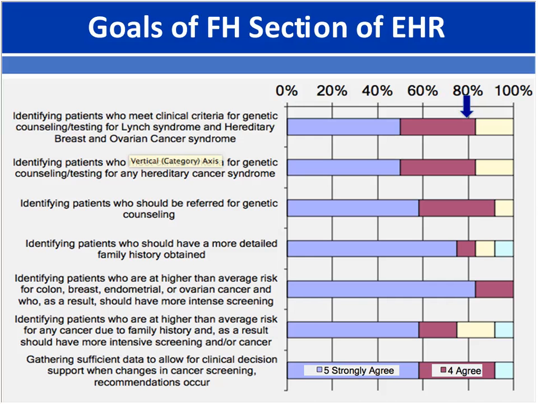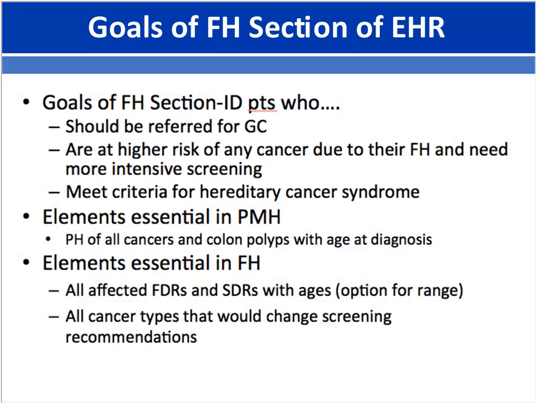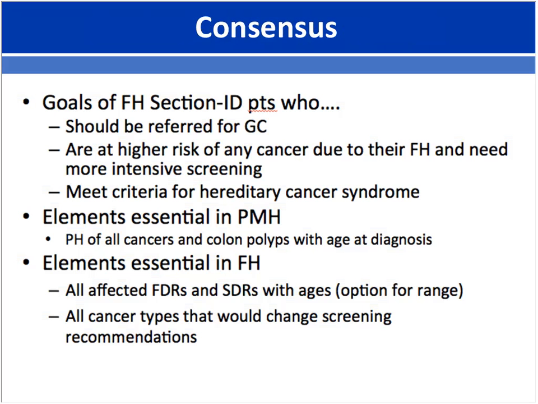Let me just go through some of the specific ones where I think we've reached consensus already. In respect to the goals, the family history section should identify patients who should be referred for genetic counseling, who are at higher risk for any cancer due to their family history and as a result need more intensive screening, and who meet criteria for hereditary cancer syndromes. With respect to the elements that are essential to be included in the patient's past medical history, a personal history of all cancers and colon polyps with an age of diagnosis was thought to be essential.